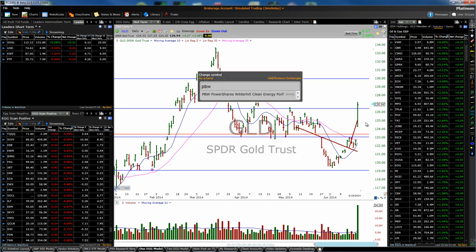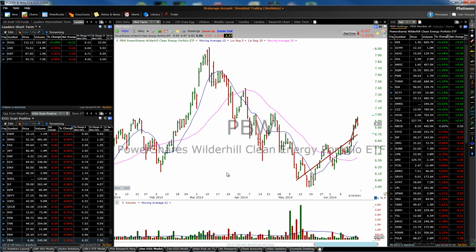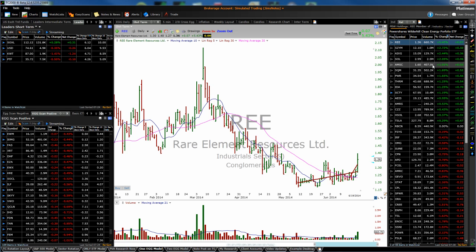Other ways that you can track some of these things is clean energy, which is PBW, which is a portfolio that PowerShares puts out. And the reason that I look for these is that I'm looking for that ETF, but I'm also looking at what's driving it. Here you can see REE, which is rare elements. This is an industrial. This is because steel is moving. Finally, we've got steel moving again. This is another theme that's out there in the base metals component. If you look at DBB, you're starting to get some consolidation, and you may see some breakouts into the base metals coming along. SLX has started to move up, which is the steel stocks.